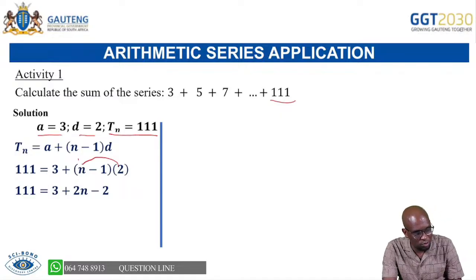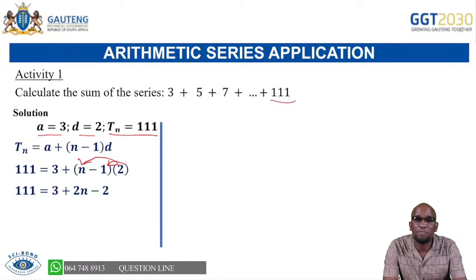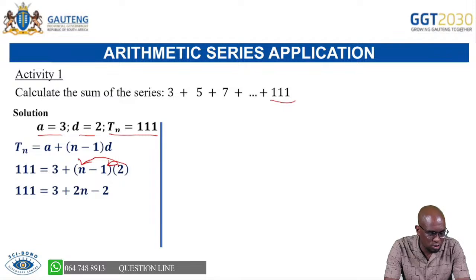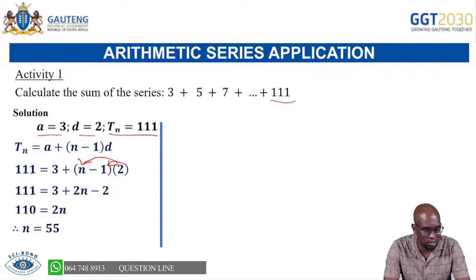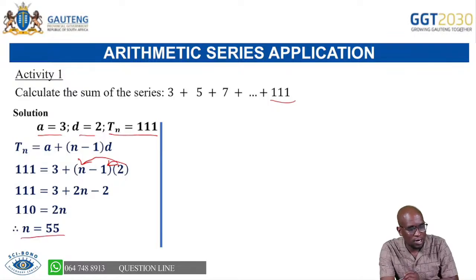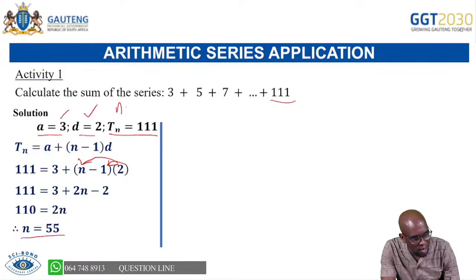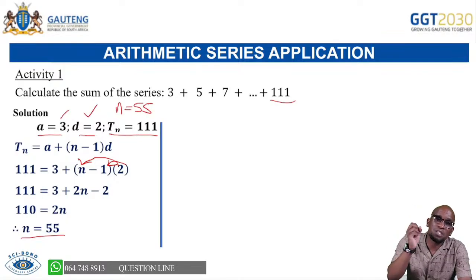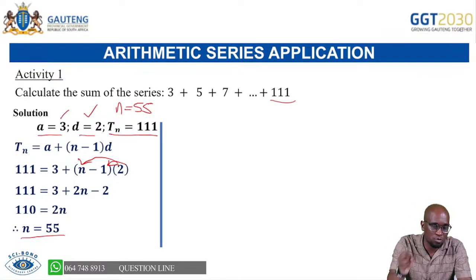Obviously we apply the distributive property to distribute the 2 there, simplifying that further. We get 2n is 110, and then we get that n is equal to 55. So now we know the number of terms. So we know A, we know D, we know n is equal to 55. So because of that, we know the number of terms that we would be adding.